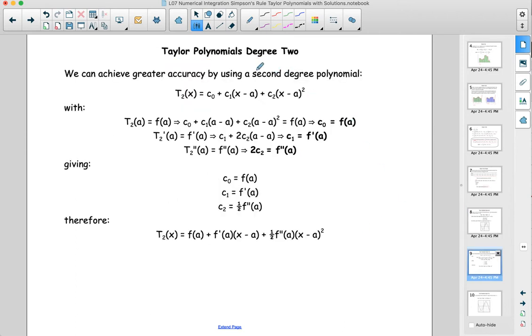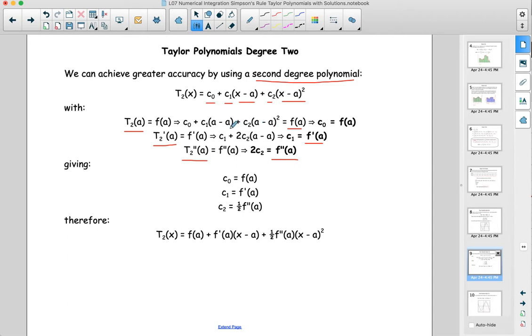So it turns out you can achieve greater accuracy by using a second degree polynomial. So in this case, we've got c0, a constant, plus a constant times x minus a, plus another constant times x minus a all squared. And the question becomes, what should these constants be? So if it's going to be accurate out to the second degree, then T2 at a needs to be equal to f at a. The second degree Taylor polynomial's derivative, T2 prime at a, needs to be equal to f prime at a. And the second derivative of that Taylor polynomial needs to be equal to f double prime at a.